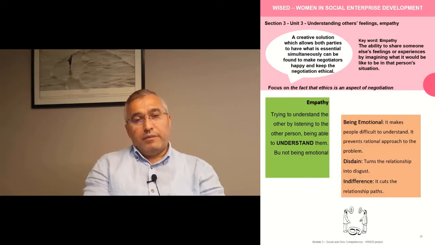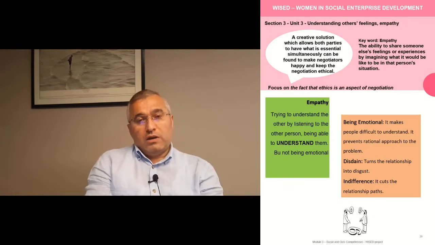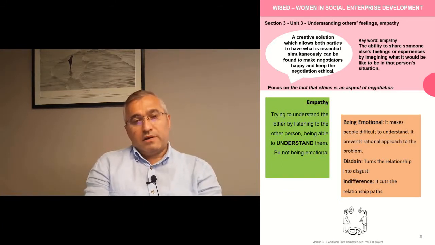There are three main factors that create problems when showing and having empathy for others. Being emotional makes people difficult to understand. It prevents a rational approach to the problem. Disdain turns the relationship into disgust. And indifference cuts the relationship paths. So we have to be very careful when being empathic to others. Showing too much emotion, being disdainful and being indifferent are not elements that we suggest when helping people solve their problems.